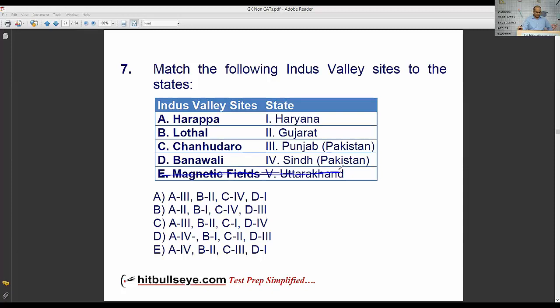So the answer is option number A. Harappa is in Punjab in Pakistan. Then Lothal, of course, is in Gujarat, a very famous ancient port of India. Chanhudaro is in Sindh, and Banawali is in Haryana.